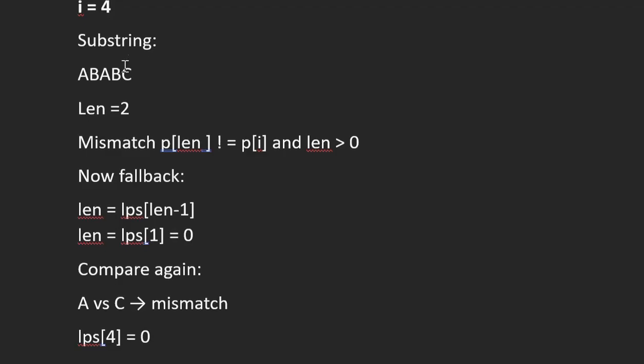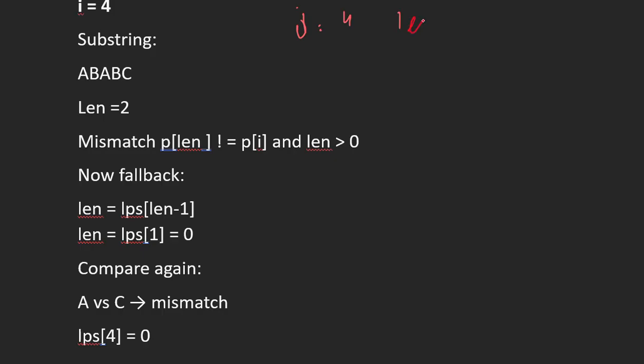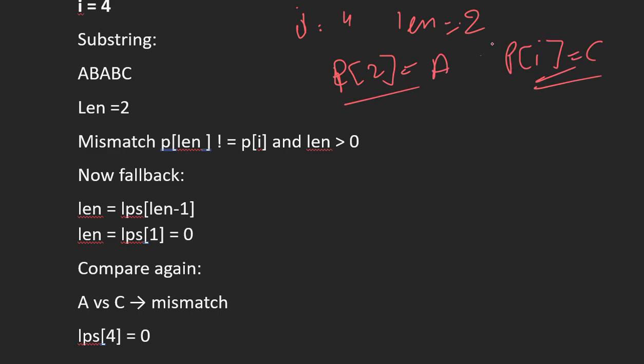Now this one is an important case, like the third case, where a mismatch happens and length is greater than 0. So i equal to 4 and length is equal to 2. So P of 2 is A and P of i is equal to C. So P of length is not equal to P of i, and length is also greater than 0. This is the third case.